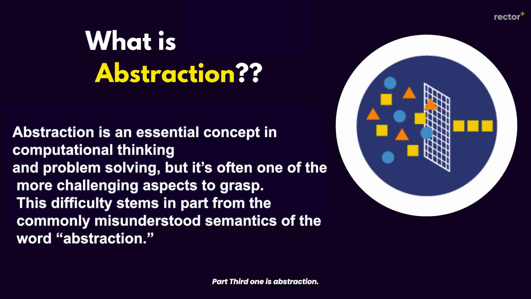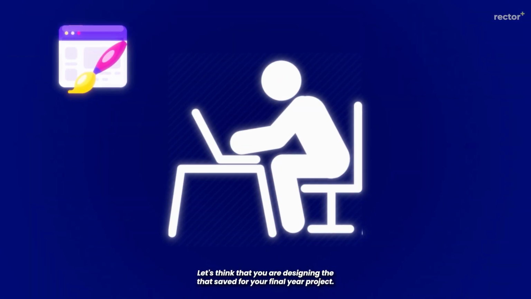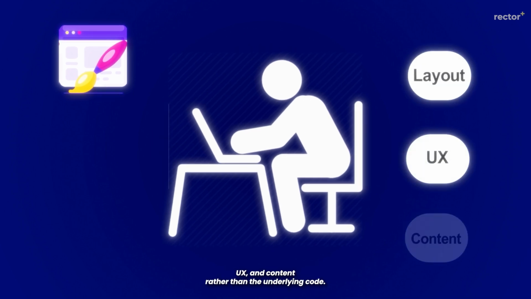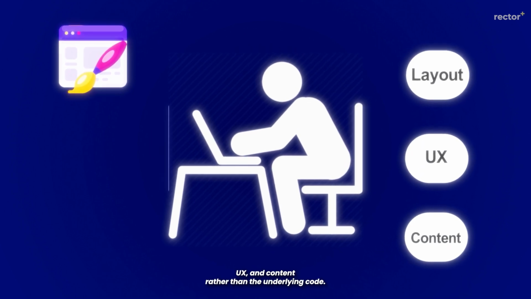Third one is abstraction. Generally, abstraction is filtering out the unnecessary. Here also it is the same, focusing on the important information and ignoring the irrelevant details. So now let me explain it with an example to understand what it is exactly. Let's think that you are designing a website for your final year project. While designing, you only focus on the layout, UX and content rather than the underlying code.